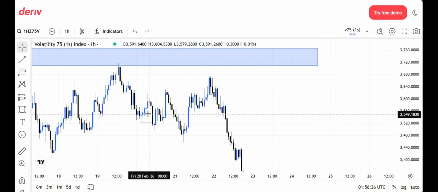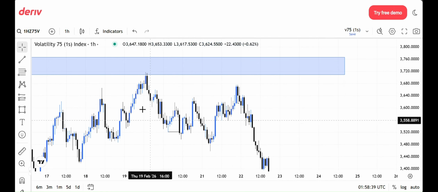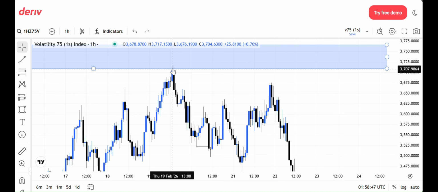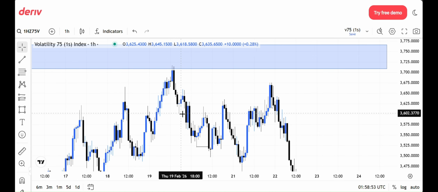Now what caused this break of structure? Where is the origin that caused it? Okay, this is actually where it started from. After price tapped into this hour zone, this is where it started from, down here. If we look here, we saw that there was an order block that was formed here before this momentum that came here.